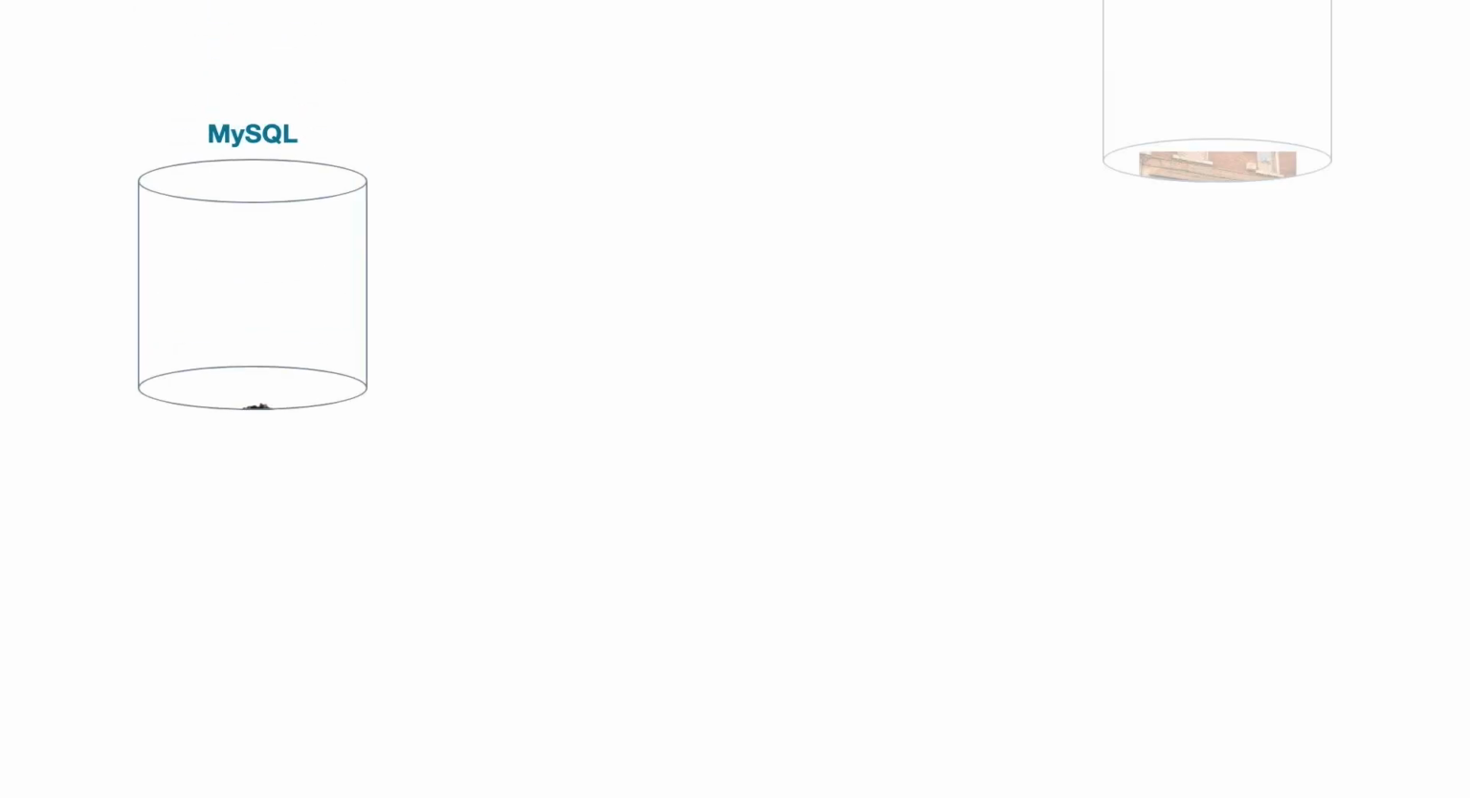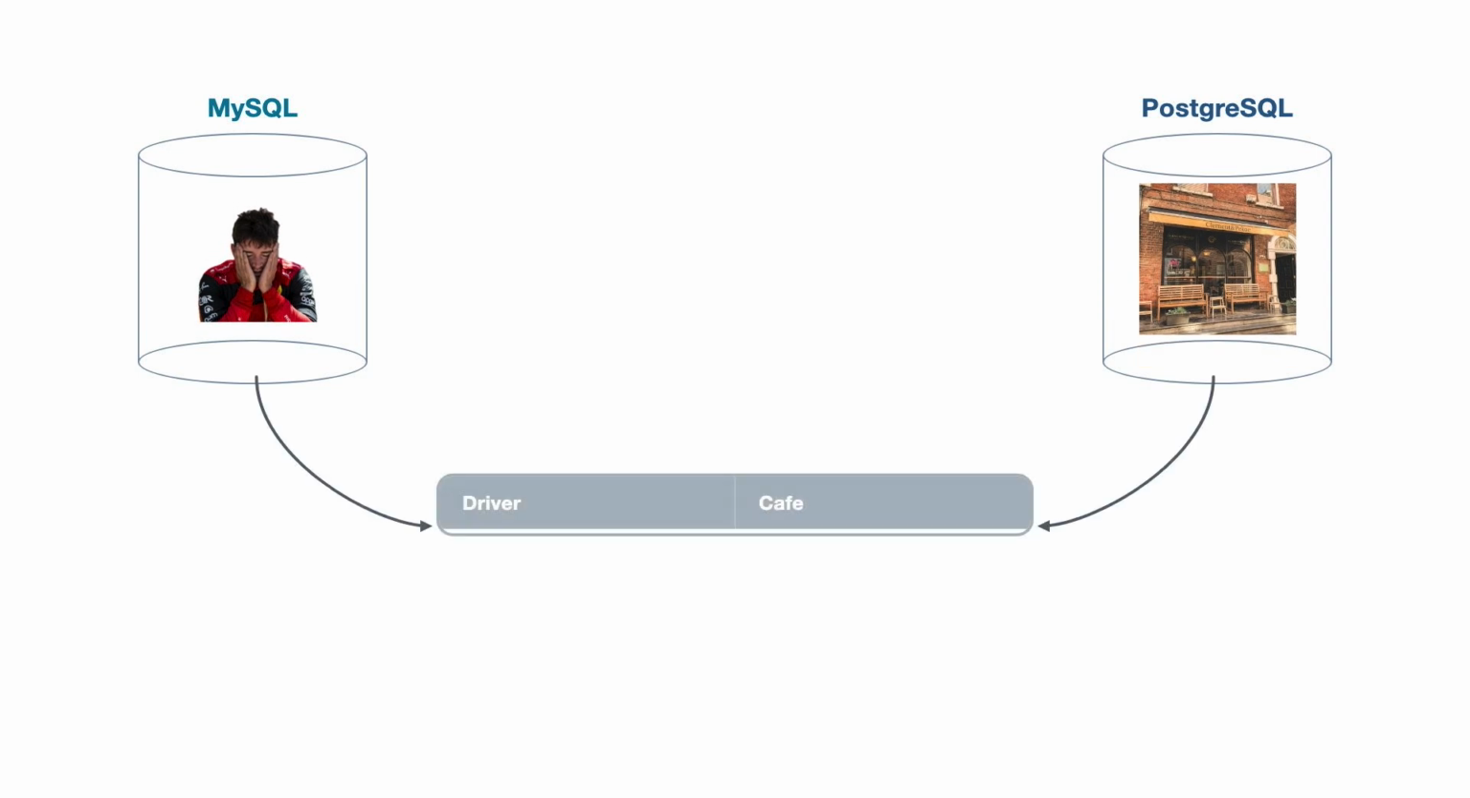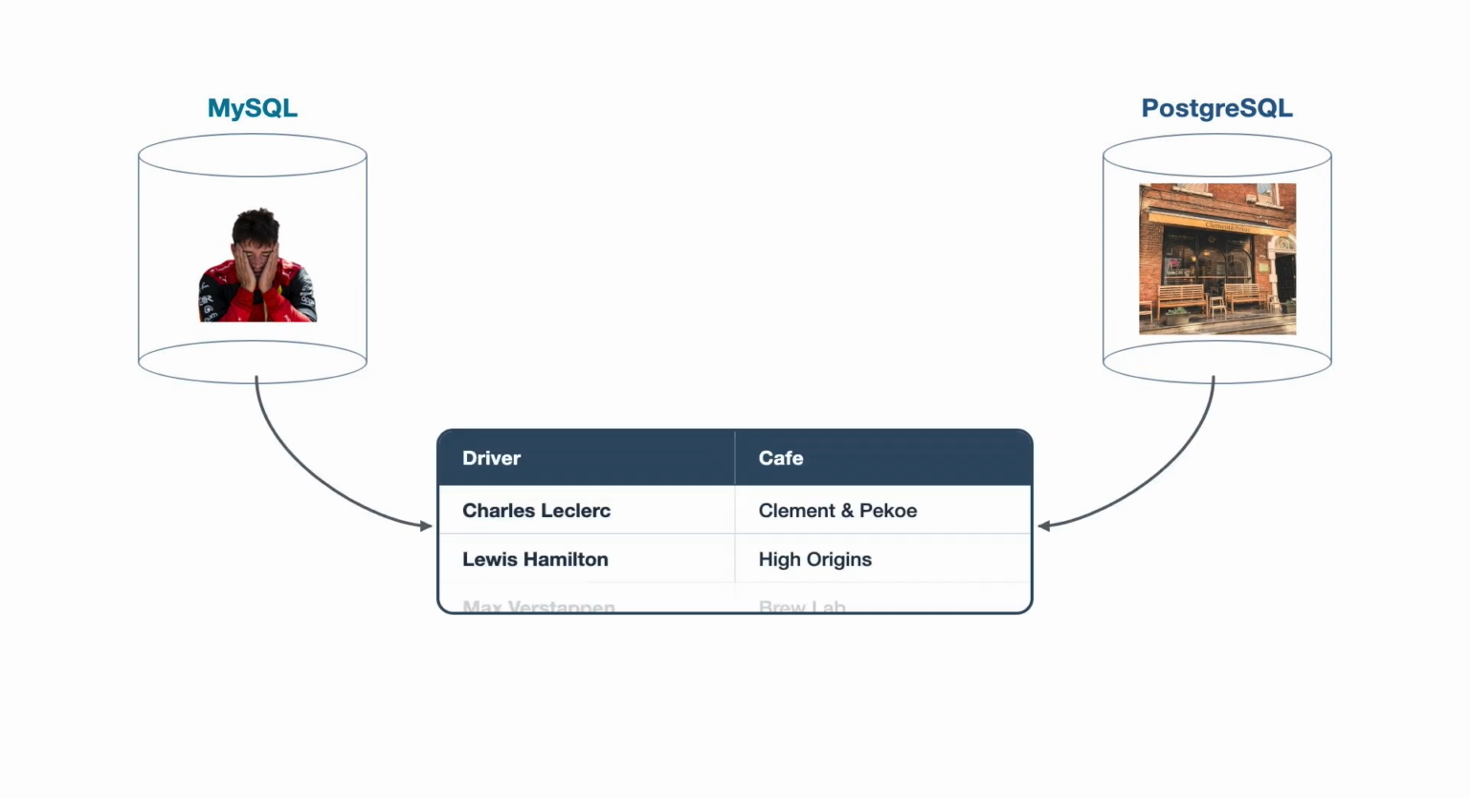I asked my AI agent to match every F1 driver to a coffee shop in Dublin. And to pull that off, it had to query two completely different databases at once.